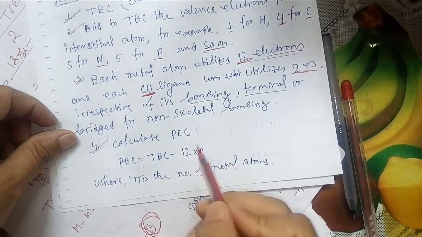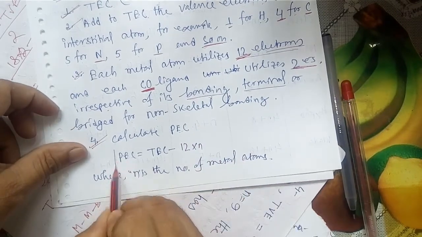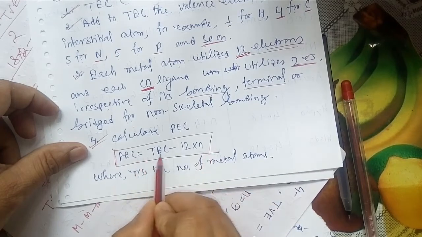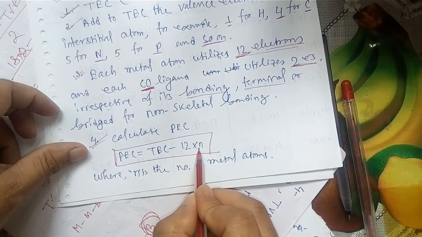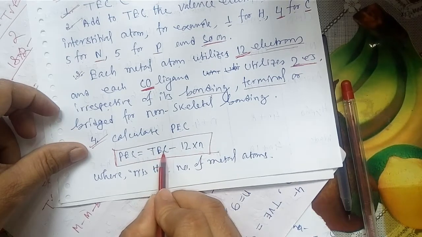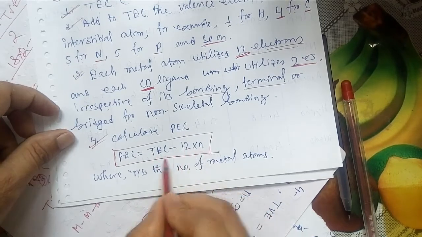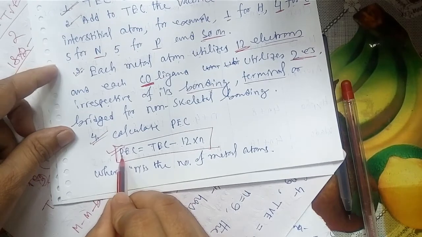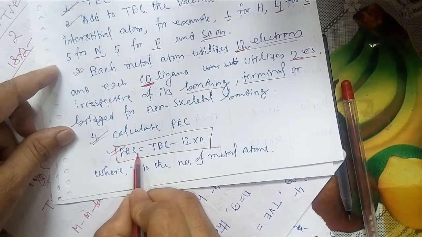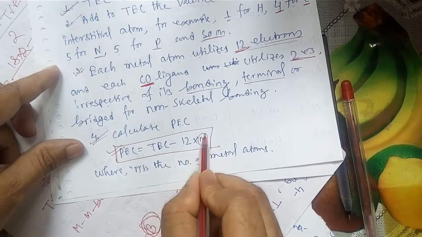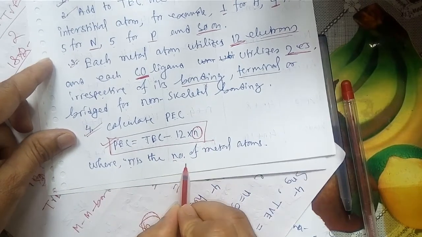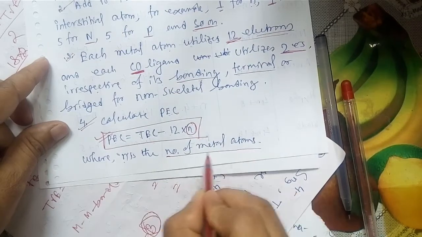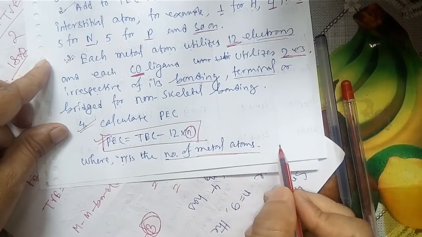Now point number 4: calculate the polyhedral electron count. This is the formula: polyhedral electron count equals total electron count minus 12n. Here, what is the meaning of n? n is the number of metal atoms, the number of metals.